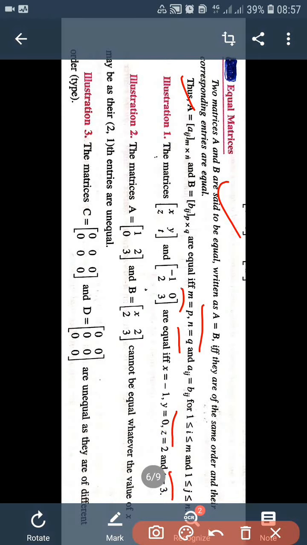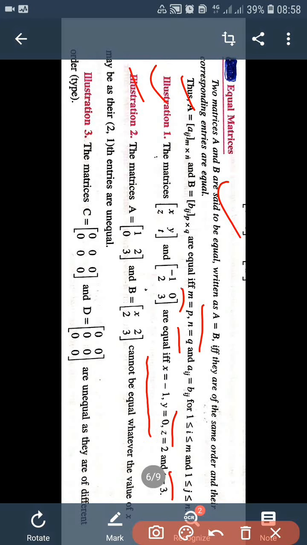For example, the matrices with first row x, y and second row z, t, and the other matrix with first row -1, 0 and second row 2, 3, are equal if and only if x is equal to -1, that means a11 is equal to b11, a12 is equal to b12, that means y is equal to 0, and z is equal to 2, and similarly t is equal to 3.